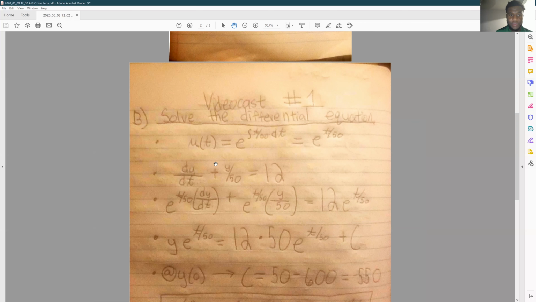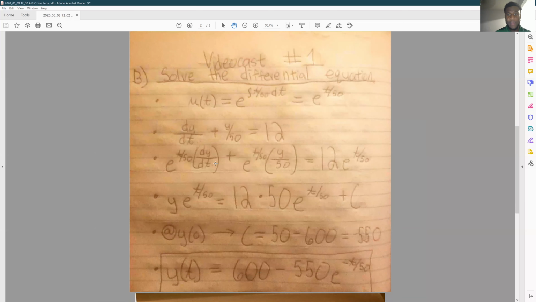So we want to go ahead and put it in the correct form, which would be Y prime plus P of T Y equals Q of T. So we use our Y prime, dy dt, with our P of T being 1 over 50 and our Q of T being 12. Once we have all those variables, we go ahead and multiply our integrating factor through, which is e to the T over 50. So that gets multiplied to each of our terms. So we got e to the T over 50 times Y prime plus e to the T over 50 times Y over 50, and that's equal to e to the T over 50 times our Q of T, which is 12. That's what we have here.